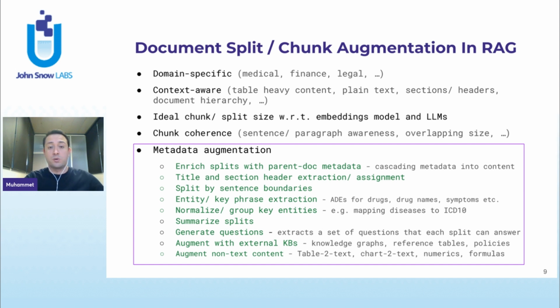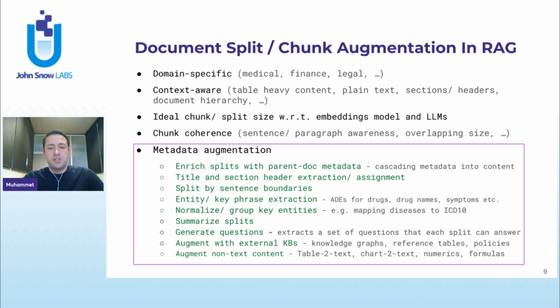Okay, it should also be context aware. Like if you have table-heavy content, you need to convert those tables to plain text using table to text, or if you have charts, you need to convert them again. Like for the medical data sets, you can split your data using section headers in the clinical note, which I will show you. Also, you need to choose the ideal chunk and split size, and the overlap parameters over there.